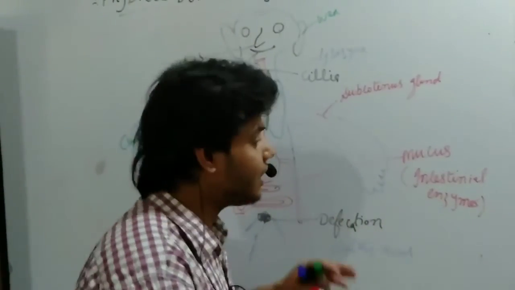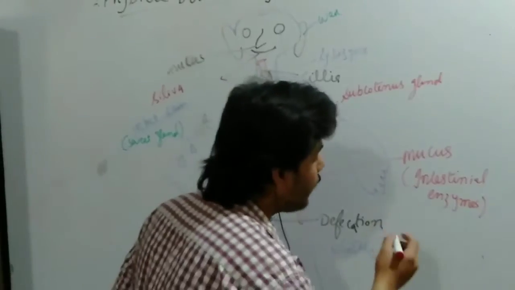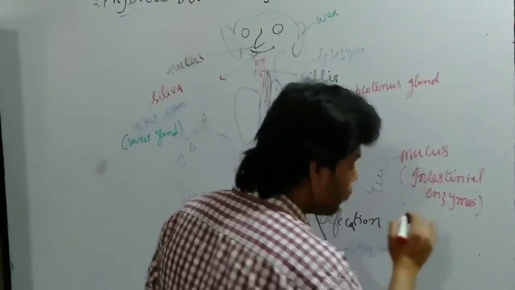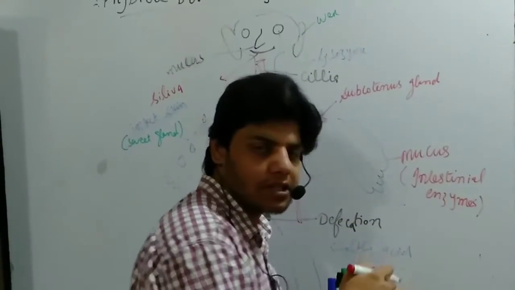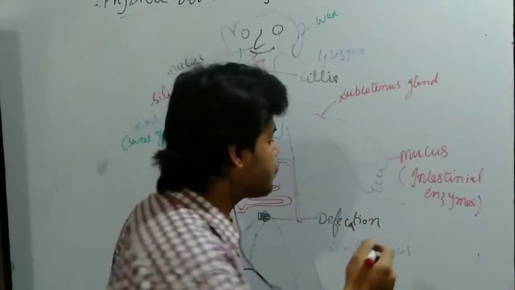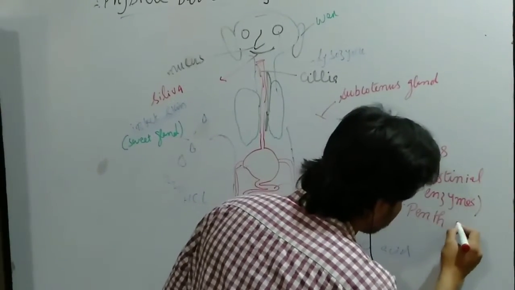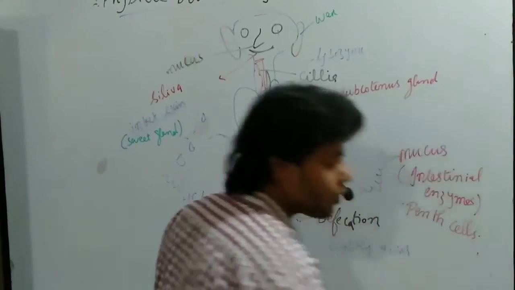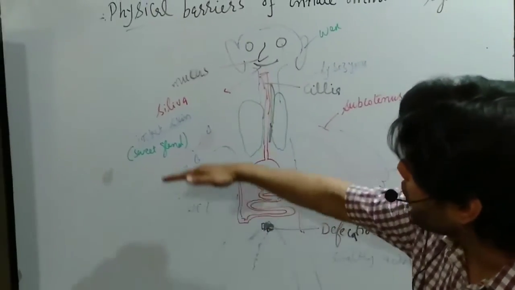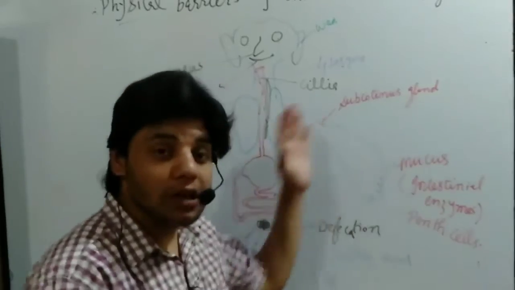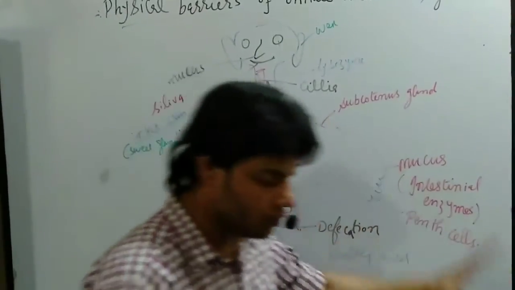With these intestinal enzymes and this mucus, we have some cells which are present in the large intestine. Usually they are also present in the small intestine, but mainly in the large intestine. We usually call them beneath cells. These are actually the main part of the physical barrier, the physical barrier of the innate immune system.